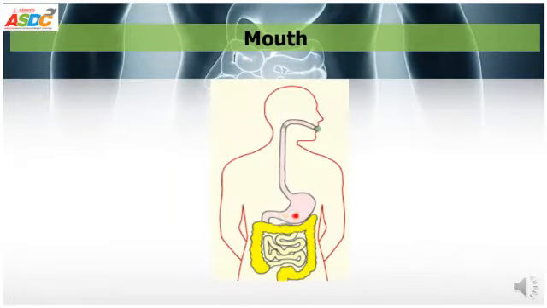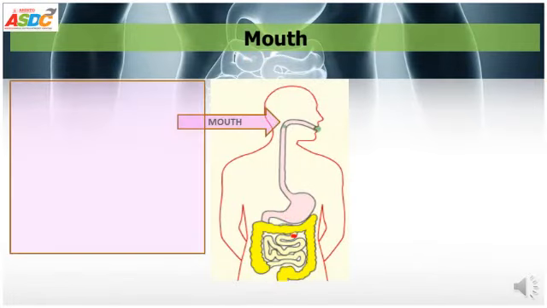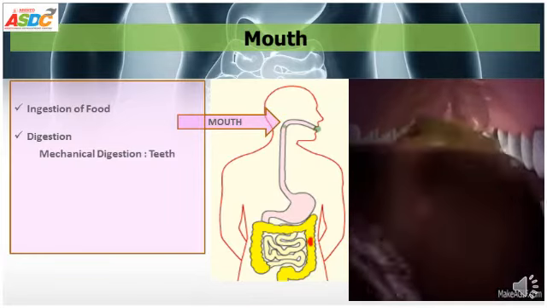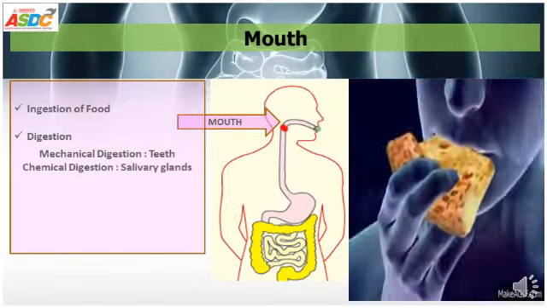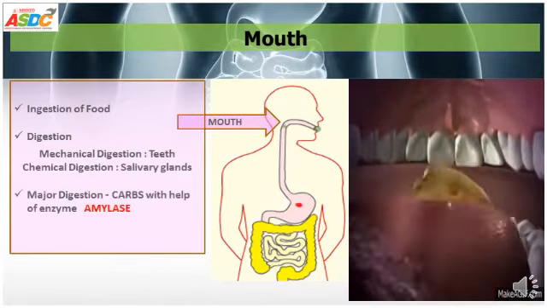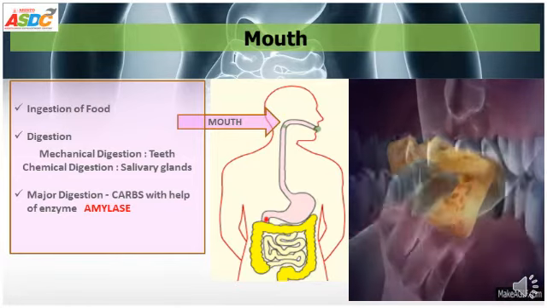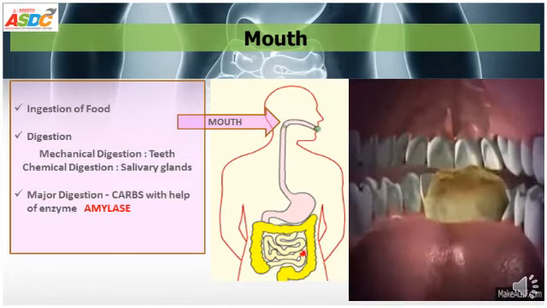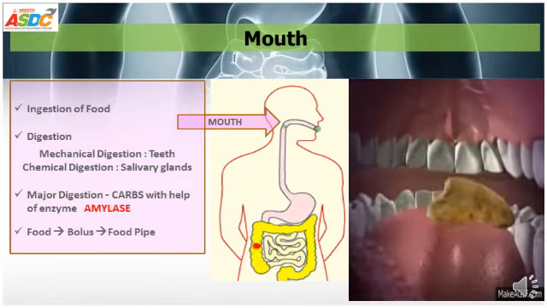Mouth. The intake of food is termed as ingestion. In the mouth, the teeth break the food particles mechanically, while the saliva makes it soft and helps in digestion. It contains the enzyme amylase that majorly breaks down the carbohydrates. The food is converted into soft bolus and pushed into the food pipe with the help of the tongue.